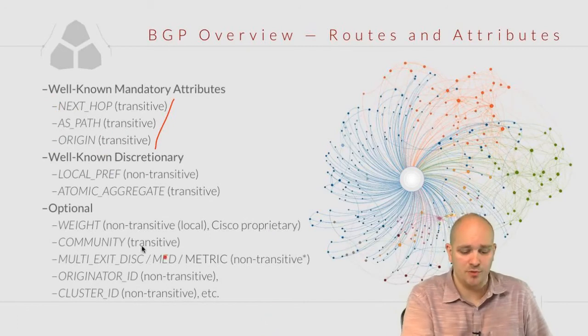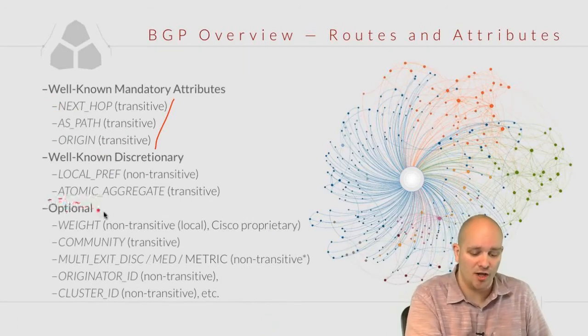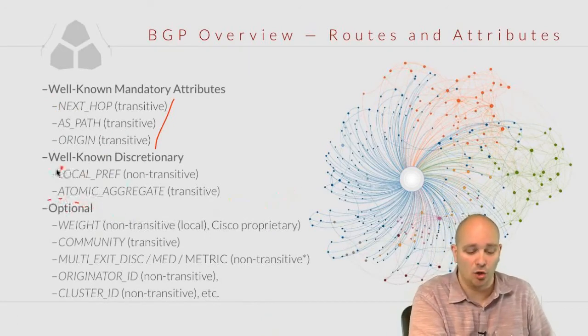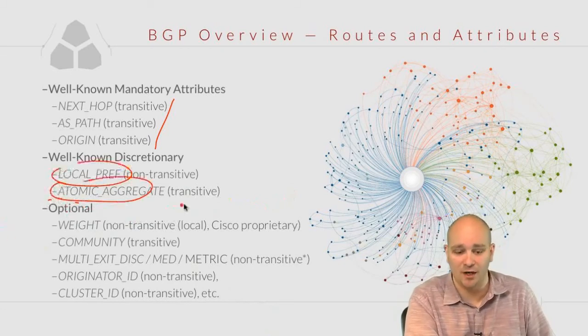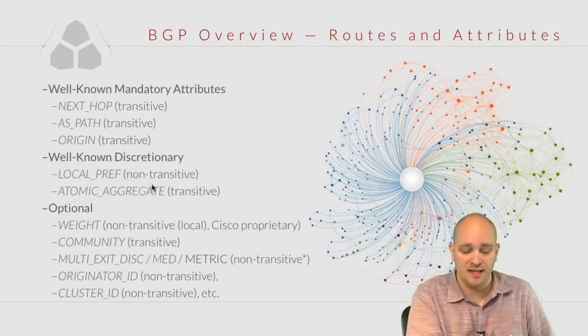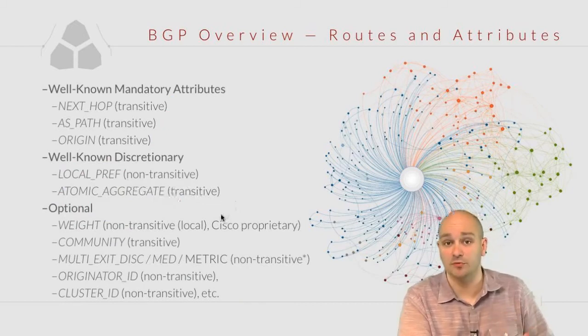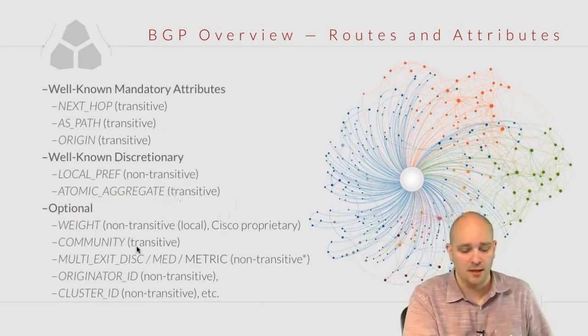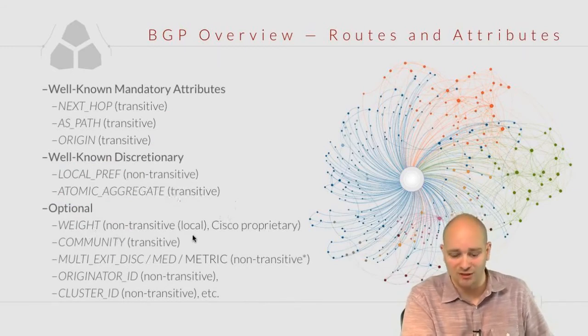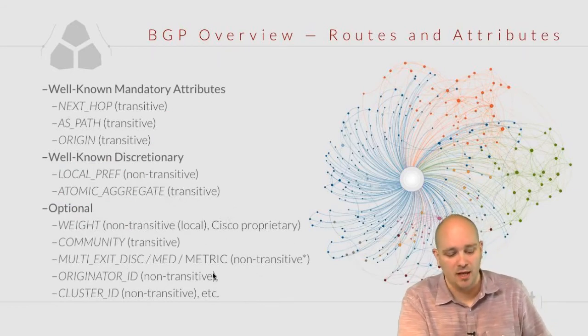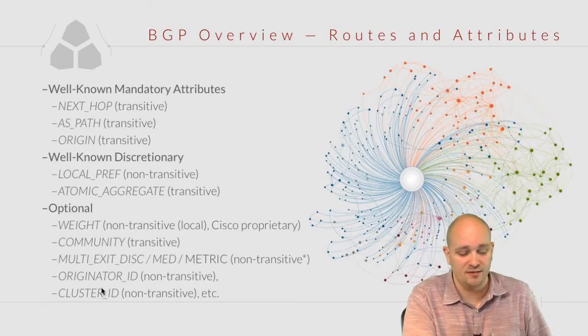Well-known discretionary attributes, and this is not a complete list, there are others, these are just examples, are the local preference and the atomic aggregate. Local preference is non-transitive and the atomic aggregate is transitive. Some of the optional ones are weight, which is a non-transitive local, so this is a Cisco proprietary attribute. There is community, which is transitive.